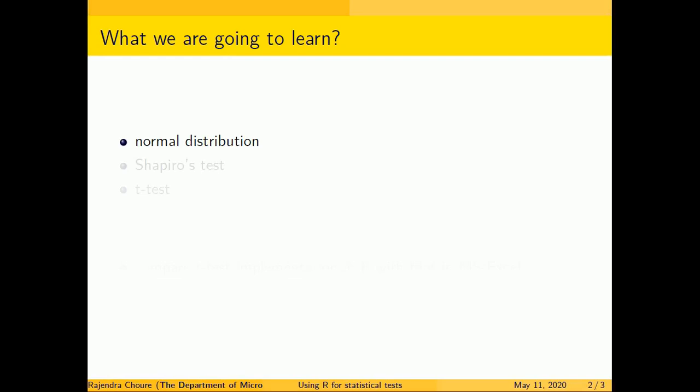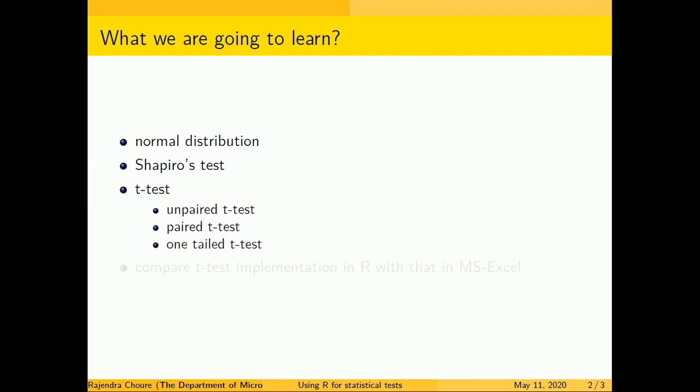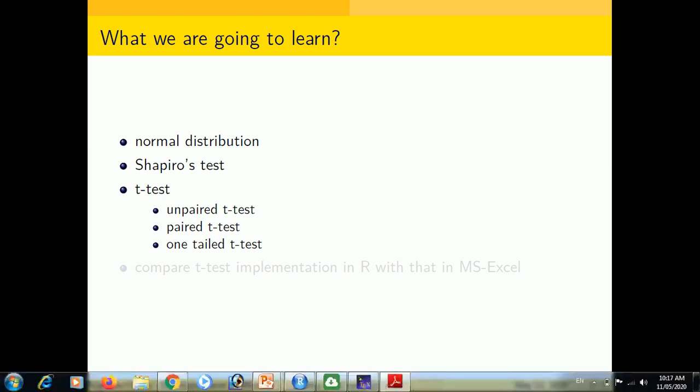In this session we are going to learn normal distribution, Shapiro's test and t-test. And in t-test, we are going to learn variations of t-test, that is unpaired t-test, paired t-test, and one-tailed t-test. I had planned to compare it with Excel, but in this session we will not do that. Now we will move to RStudio.